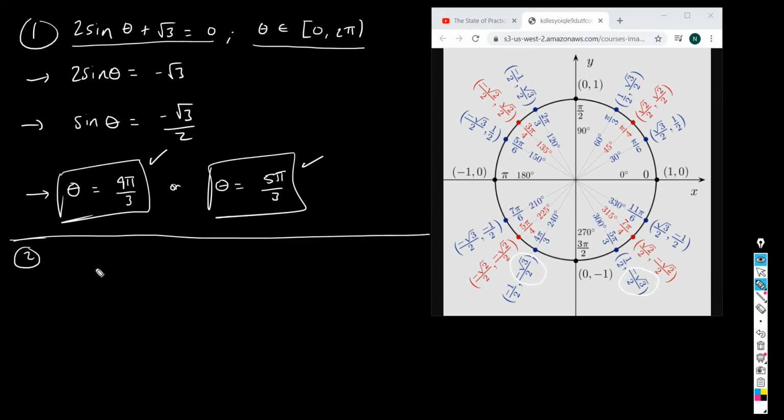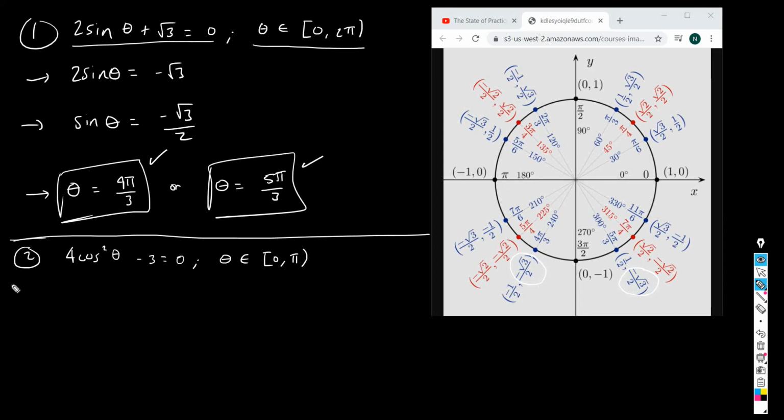Second example, let's deal with this one. 4 times the cosine squared of theta minus 3 equals 0. In this case, I want to solve this equation over the interval, theta being a part of the interval from 0 to pi, excluding pi.